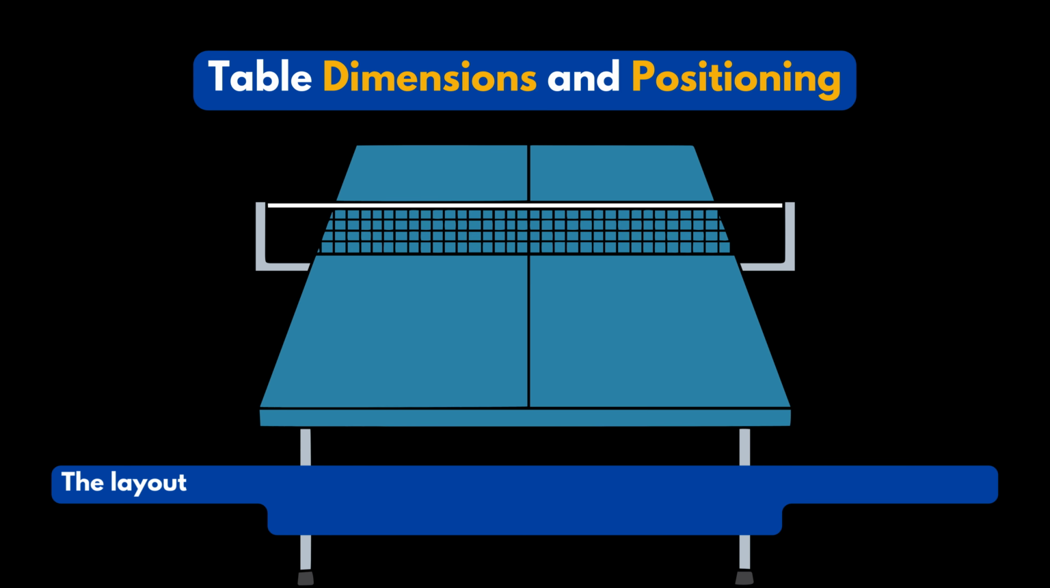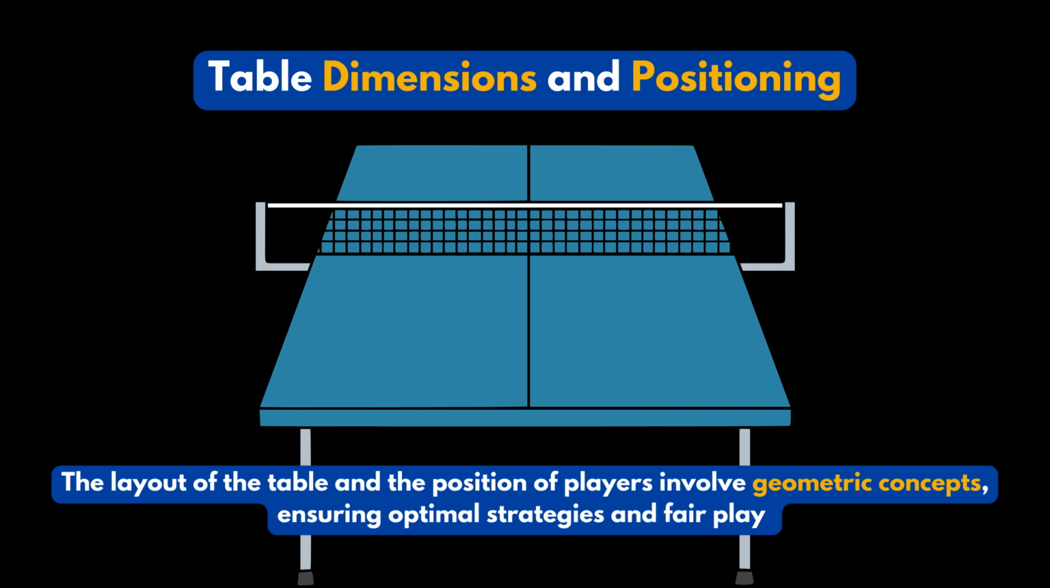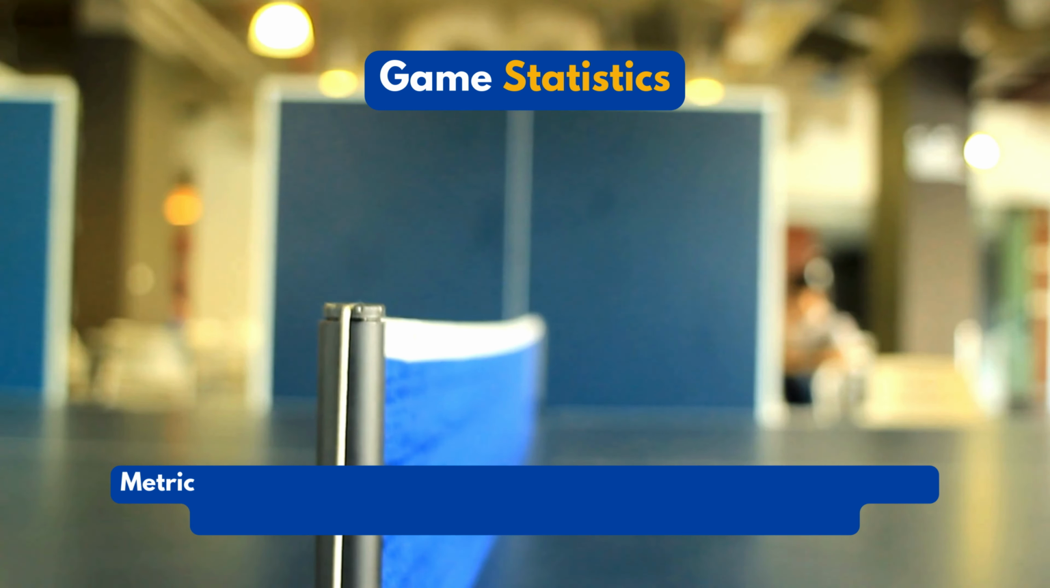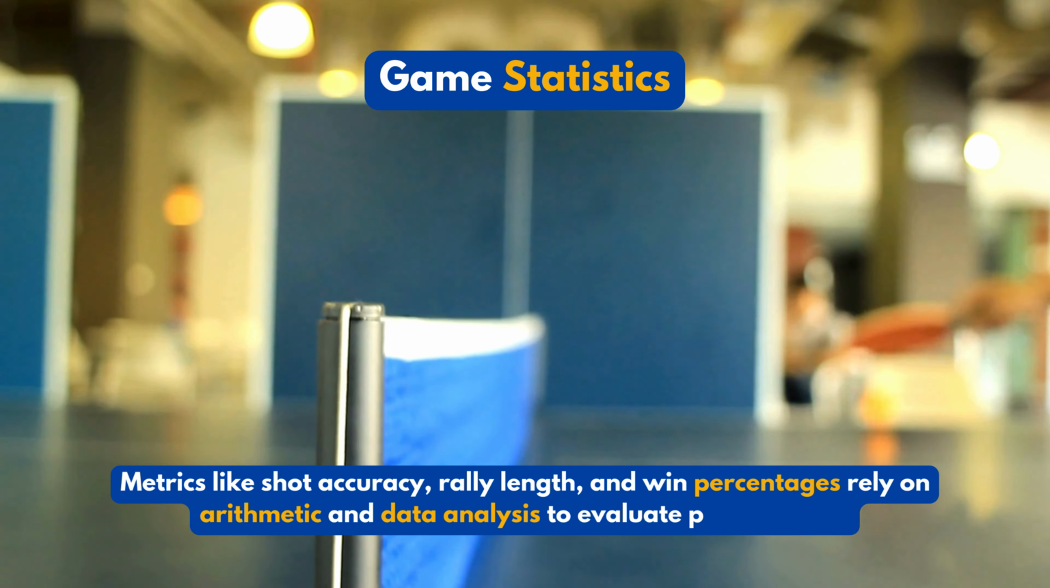Table dimensions and positioning. The layout of the table and the position of players involve geometric concepts, ensuring optimal strategies and fair play. Game statistics. Metrics like shot accuracy, rally length, and win percentages rely on arithmetic and data analysis to evaluate performance.